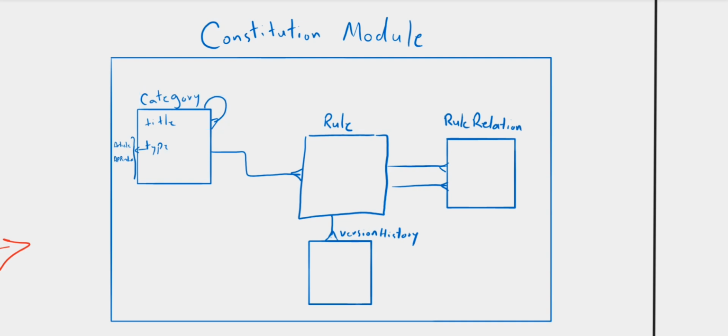Each category can have many rules. By rule we are referring to sections in the Constitution right now. You will be familiar with these keywords if you have read it. Sections can have relations with each other. They can refer to each other.